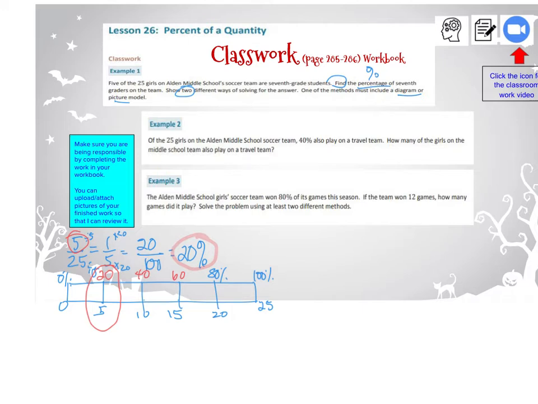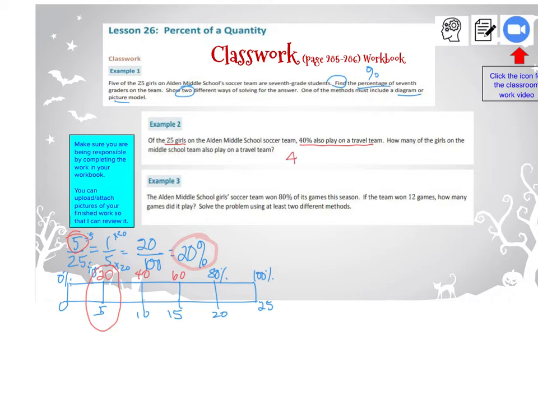Of the 25 girls on that soccer team, 40% also are on a travel team. That reminds me of Storm King. It says, how many of the girls on the middle school team also play on a travel team? Well, what that means is, I need to draw it again, or do I just get to figure it out? It said 40%, right? So let me see if I can squeeze that right in here.